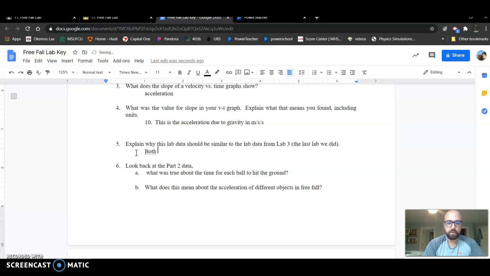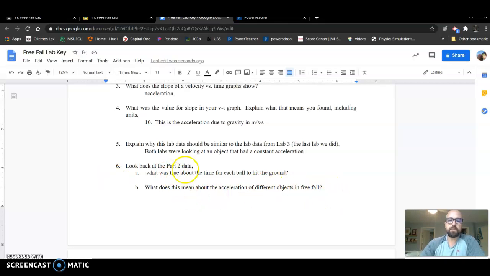And this is simply because both labs were looking at an object that had constant acceleration. They didn't have constant velocities because they were accelerating. So one is accelerating due to gravity. The other one is accelerating because of gravity, but it's not in free fall, so it's going down the ramp. Both of those had constant acceleration. And you should be able to think about those two labs as similar concepts, but just different situations.